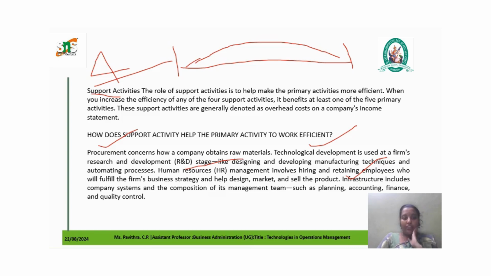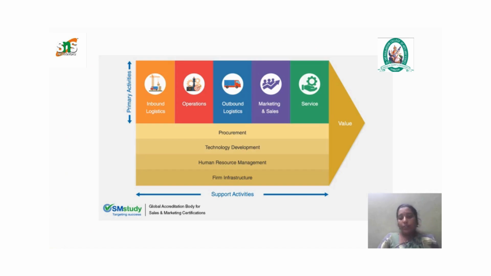So the procurement activity, as we discussed, is concerned with obtaining raw material. Technological development is used for research and development and helps us upgrade with new technologies. Human resource management involves hiring and retaining employees, and infrastructure includes a company's system of management such as planning, accounting, finance and quality control. So these are the components of the value chain.